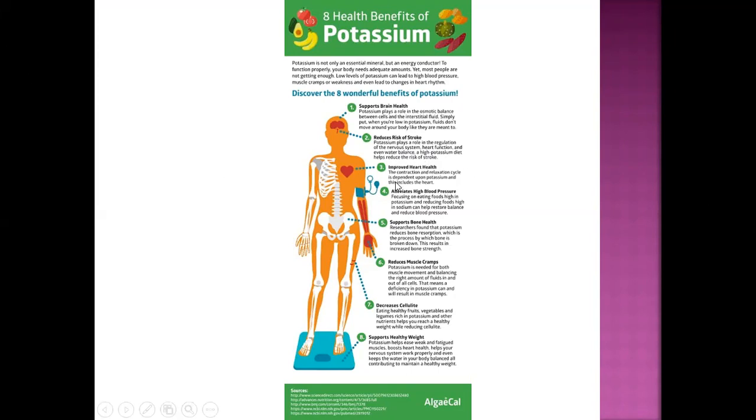The next function of potassium is that it improves heart health, the contraction and relaxation cycle. All this depends upon potassium, which improves the heart. Next, high BP. Potassium alleviates high BP. Focus on eating foods high in potassium and reducing foods high in sodium, which can help restore balance and reduce BP.